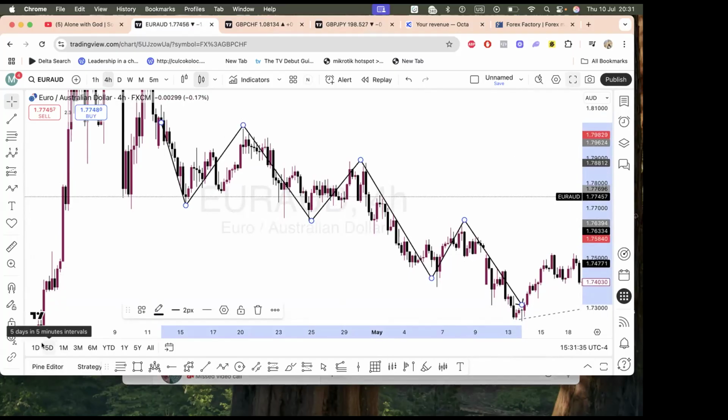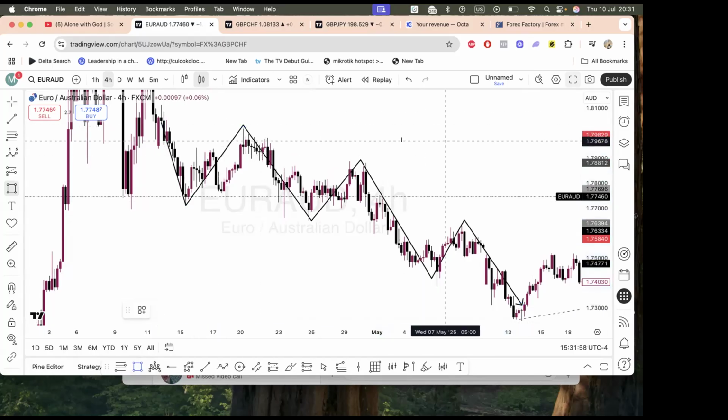What do we do in a downtrend? What are we expected to do? In a downtrend, we sell. Where do we sell? We sell at the highs. We sell at the resistance. Beautiful. We sell at the highs.